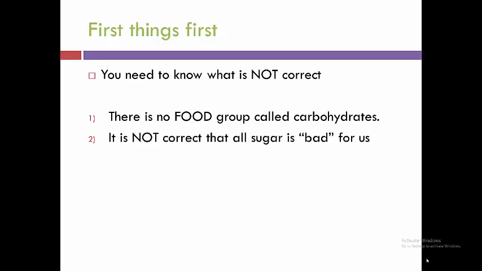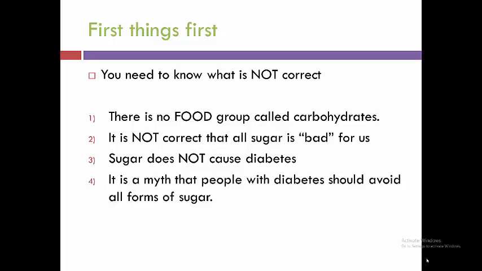The word sugar is just as misused as the word carbohydrate. Sugar is one of 3 structural forms of the chemical called carbohydrate. Remember, nutrients are merely chemicals. Sugar does not cause diabetes, so not only is it not bad for us, but eating it does not cause diabetes. And hopefully right now your eyebrows are raised and you're thinking, what? Which means I have your attention.